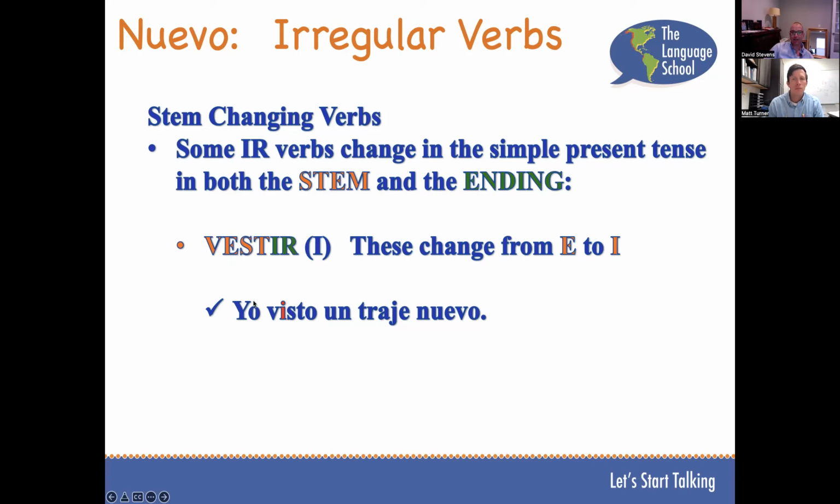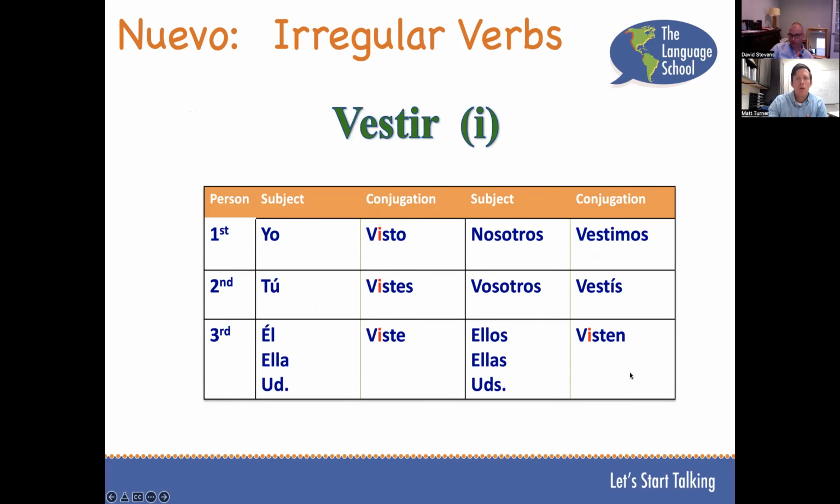So when you conjugate it, you say, yo visto un traje nuevo. Visto. So here's the full verb. Repeat after me. Yo visto. Tú vistes. Él viste. Ella viste. Usted viste. Nosotros vestimos. Ellos visten. Ellas visten. Ustedes visten. Muy bien, Mateo. Vestir, right?